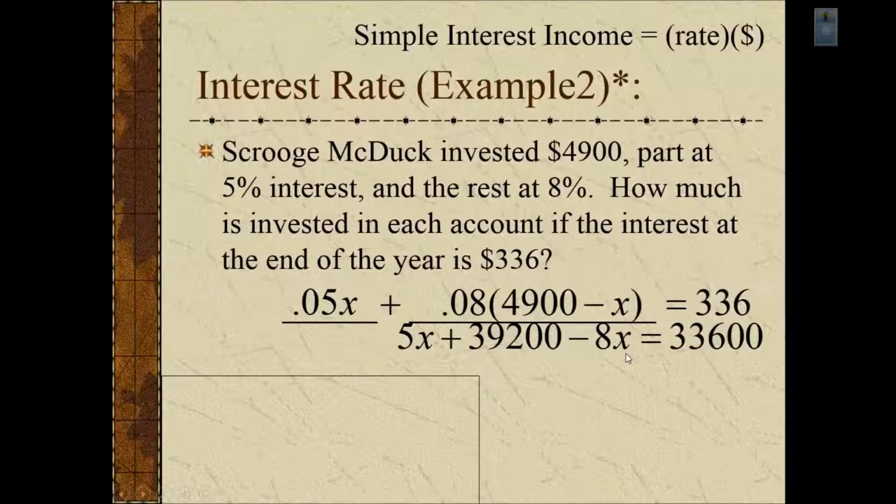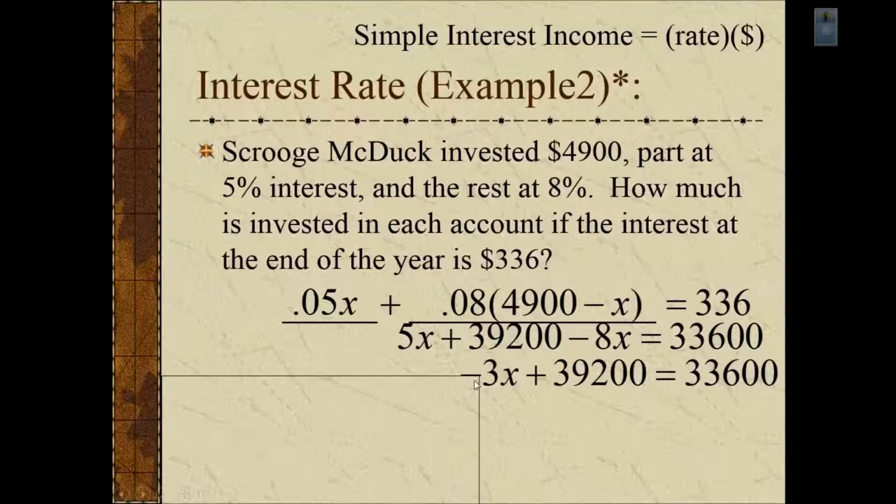When you do this technique, don't forget the other side of the equation must also be multiplied times 100, 33,600. So if I've cleared all the decimals, some people are just a little more comfortable working with whole numbers than with decimals. The rest of the process for solving is almost the same.